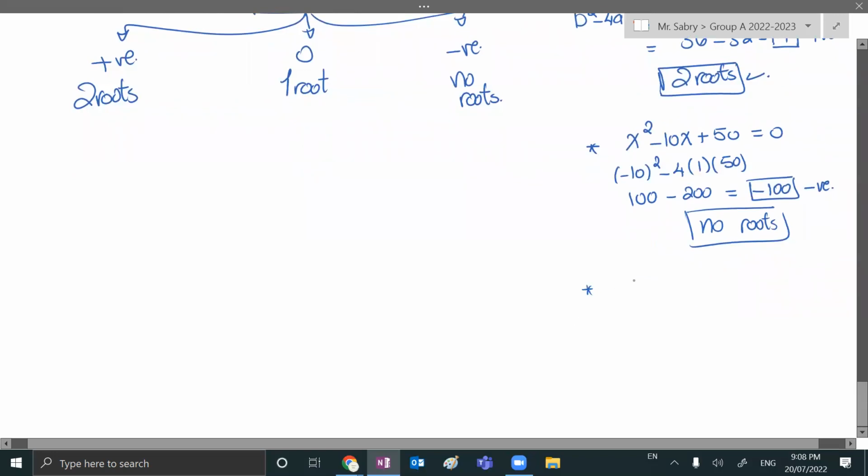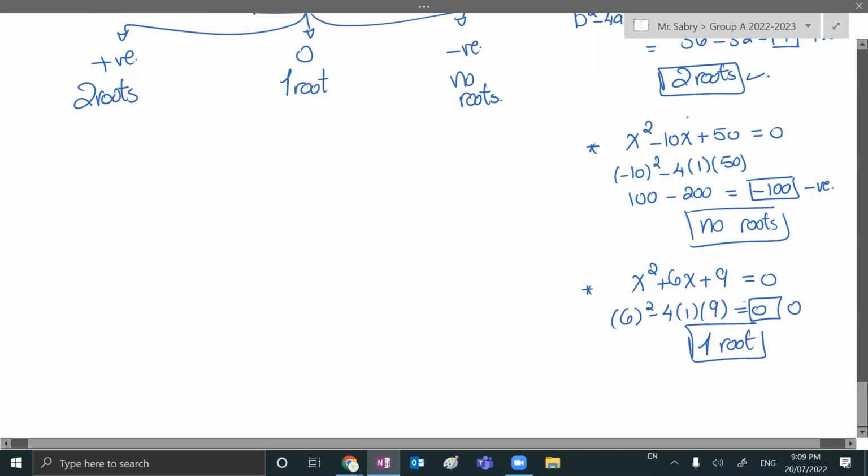Finally, another third example, x squared plus 3x plus 9 equals 0. Whenever you apply the b power 2 minus 4ac, it will get you to, no, I'm sorry, I just need to change this 3 to 6. So this will get you to 0. Since this is just a 0, this means there is only one root to this function.